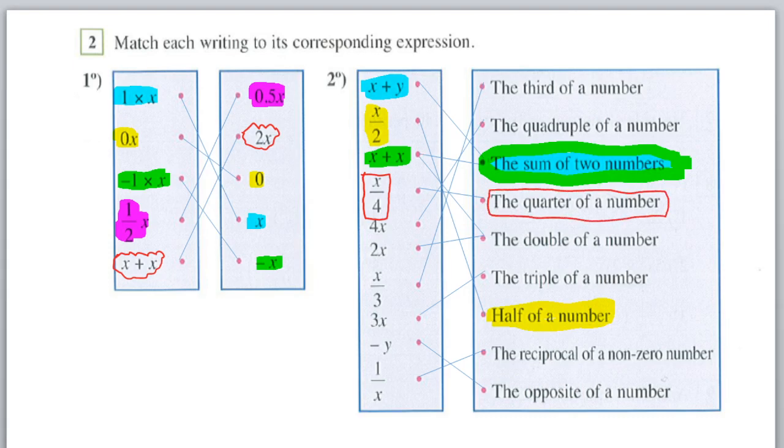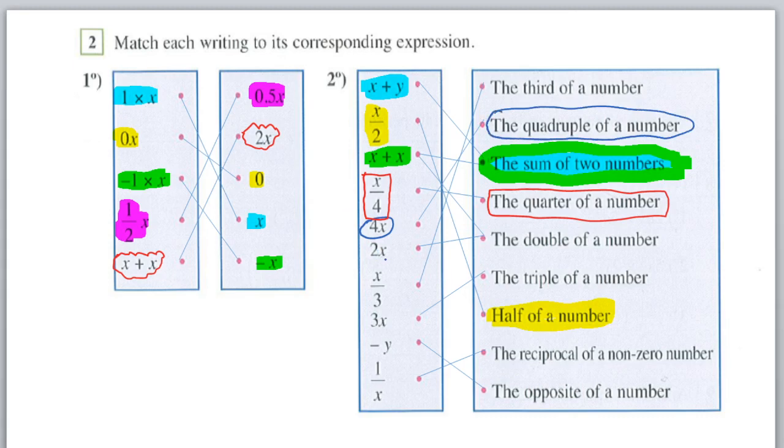Okay, it's quarter. Let's go to another one. 4x. 4x is a quadruple of a number. Triple means times 3, double means times 2, so quadruple means times 4. So this one, you should just memorize.